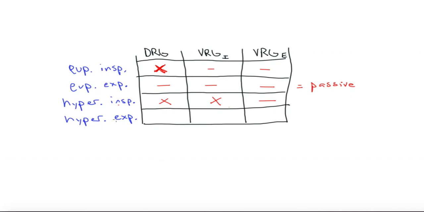Okay, and then hyperpnic expiration. Of course, the DRG is off. The inspiratory VRG neurons certainly wouldn't play a role, and so we're going to be using only the expiratory neurons of the VRG. And again, this is where we have to add muscles. Remember, it's passive at rest. Now we have to add muscles to squash that thoracic volume. So the internal intercostals and the abdominals help shove that diaphragm upward, reduce the volume of the thoracic cavity, and drive that air out.